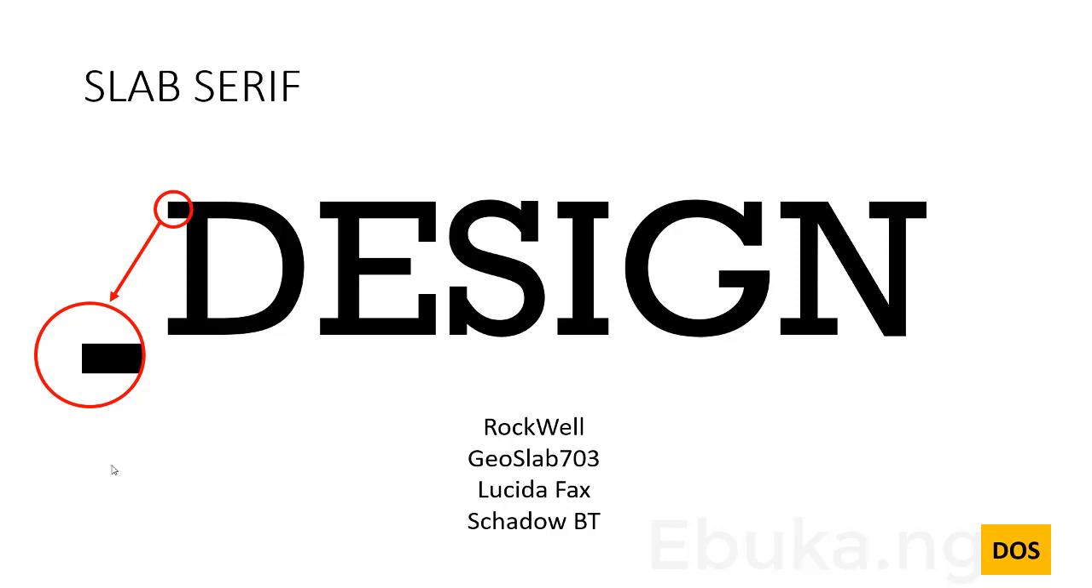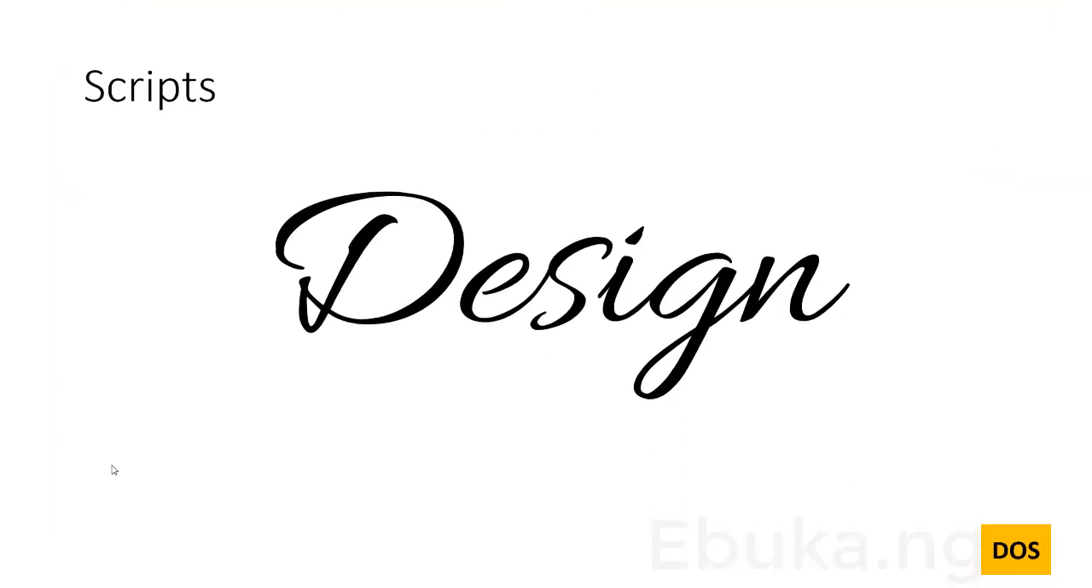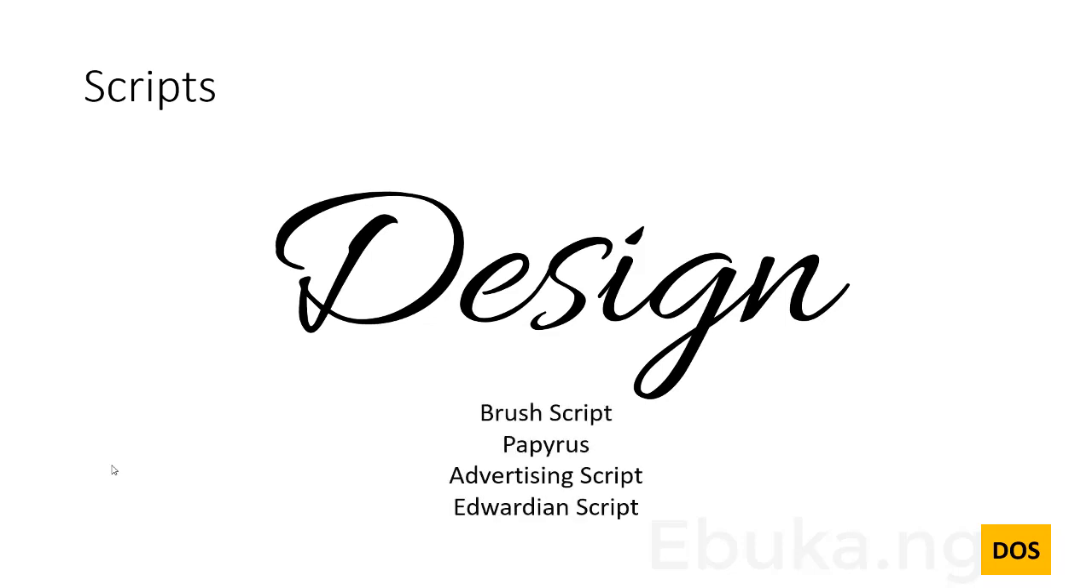Okay, good. Now, the last font class we're going to be looking at is the scripts. As the name goes, scripts, right? They appear more fluid. They appear more like human writing. Script fonts appear like your normal human writing. They are more like freestyled fonts. Examples of script fonts: you have Brush Script, Papyrus, Advertising Script, and Edwardian Script. These are all script forms.